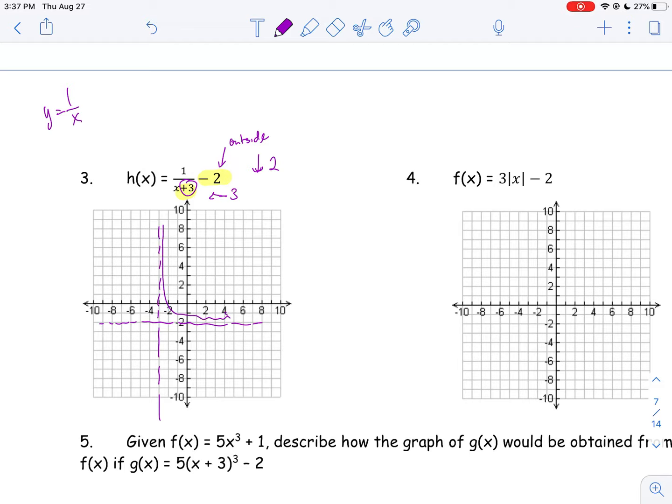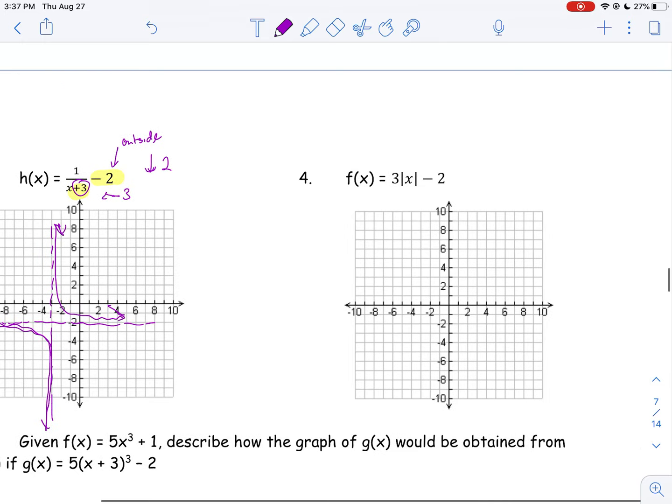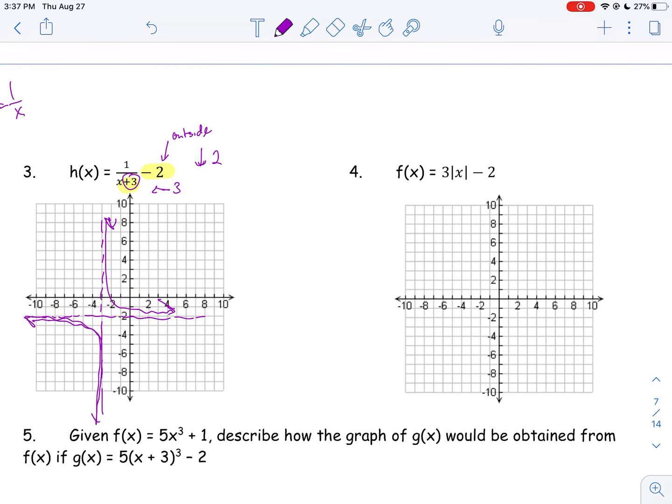And then this one I'm okay being a little sloppy, just kind of drawing in these two. Okay. Pretty quick, huh? Quicker than typing it in your calculator, I bet.